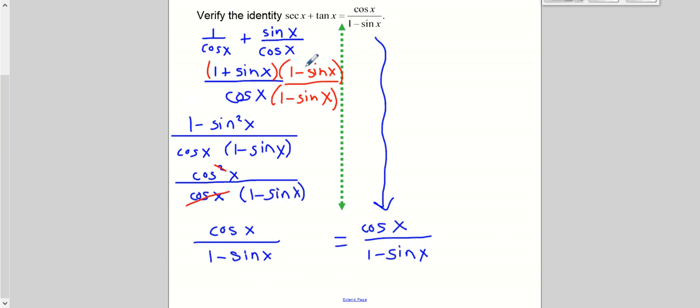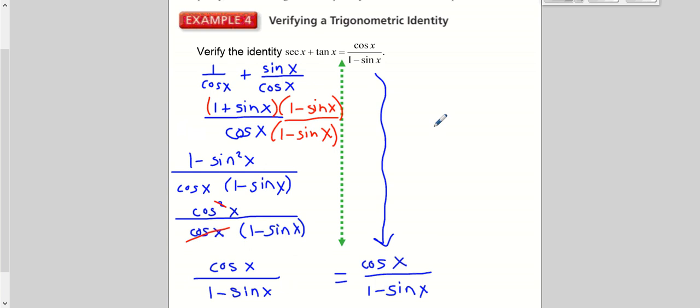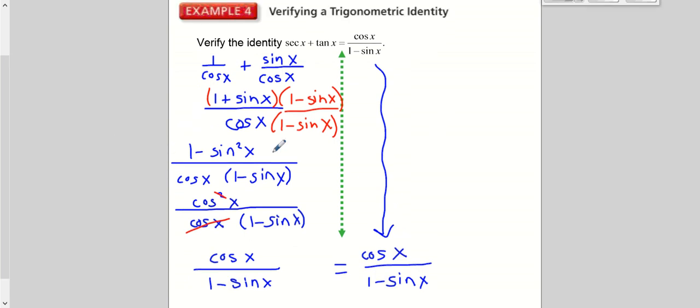We used that multiplying the numerator and denominator by the same thing so that it could have something that we wanted it to have to match the other side. But all we did was multiply by a form of the number 1 and then do more simplifying. Okay, that was example 4. That was a tricky one.